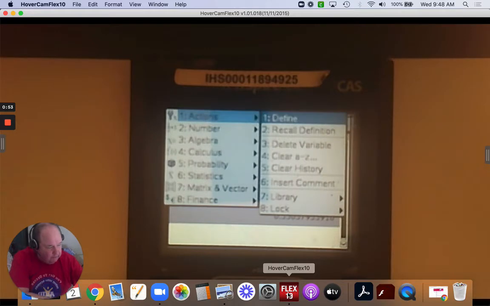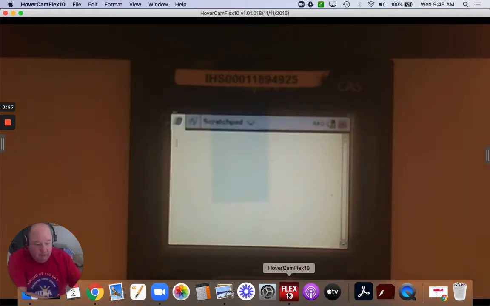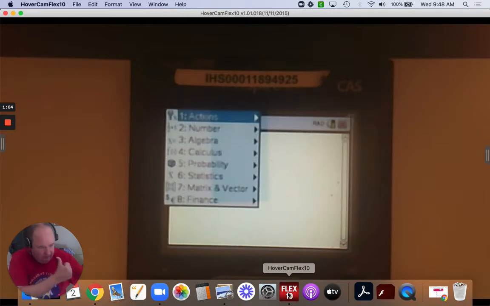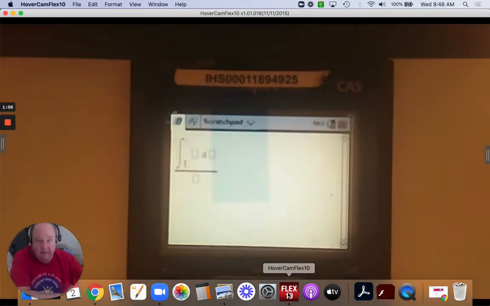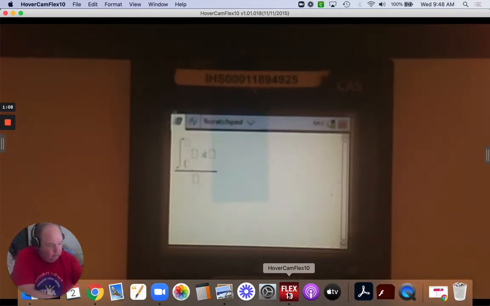Let me clear this up. All right. So first I'm going to divide. So control and divide sign. And then I'm going to go menu. I'm going to go calculus and integrate. And then my lower bound is 1 to my upper bound, which is 4.